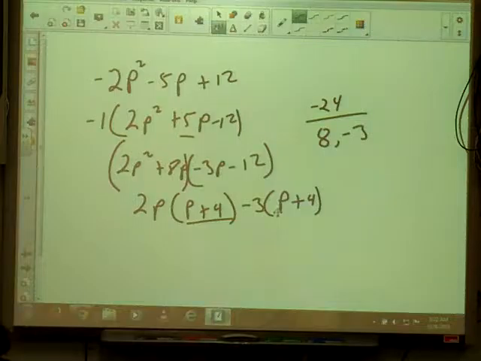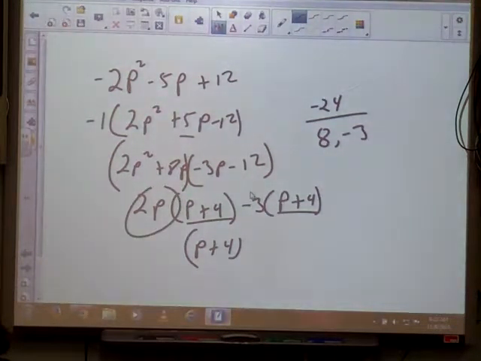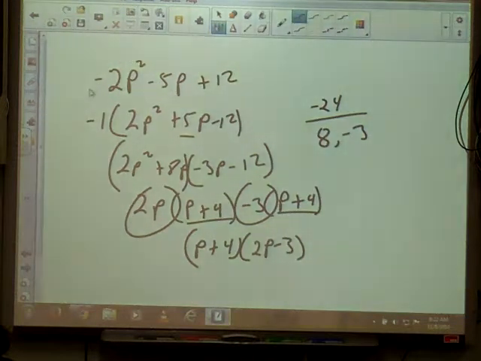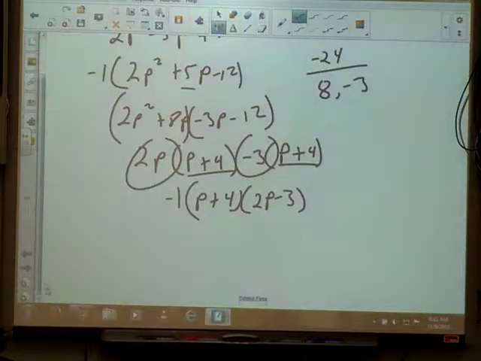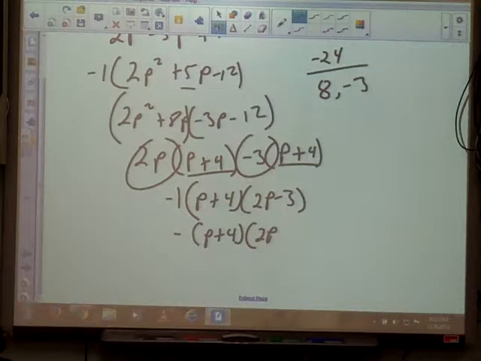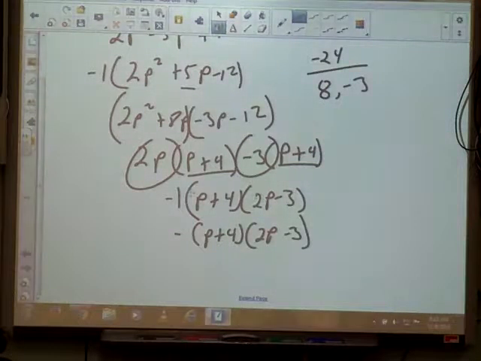So we've got p plus 4, 2p minus 3, and then we took a negative 1 out in the beginning. So you can either write a negative 1 there, or you can just put a negative sign. Do you have to do that? Because if you were to FOIL this, what if you make it like p minus 4 and 2p plus 3?